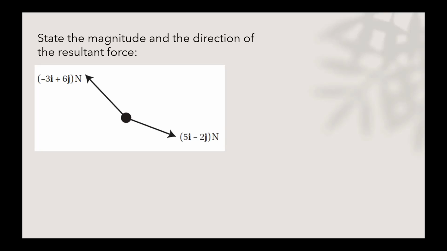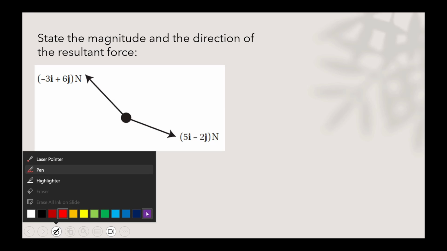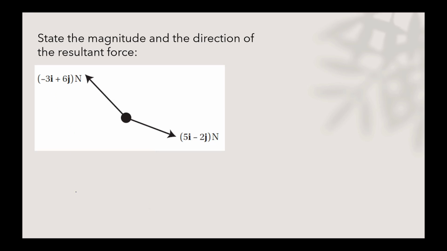So let's look at another question. In this question, again, we're finding the magnitude and direction, but the only difference with this particular question is that we've been given some vector notation. So let's first of all just start by drawing a particular point, in which case I'm going to draw a little box, and let's have a look at what this notation says. Looking at that vector notation, it's saying minus 3i, so that's 3 to the left and 6 newtons up. And then with this vector, I'm going 5 newtons to the right and 2 newtons down.